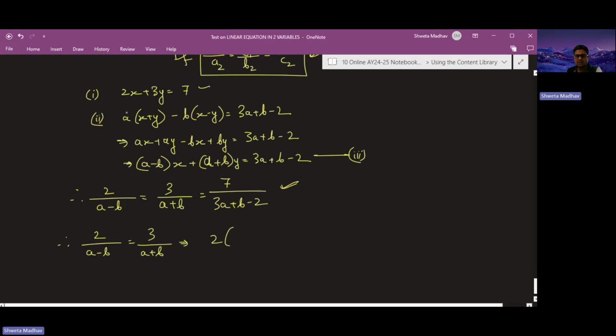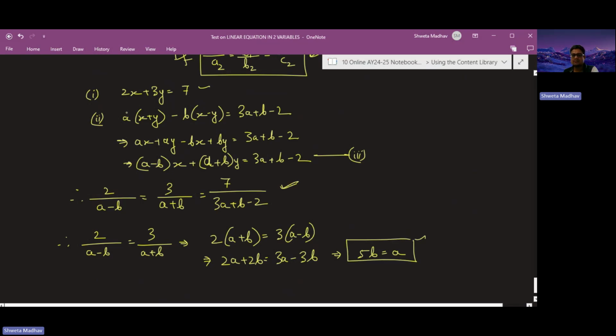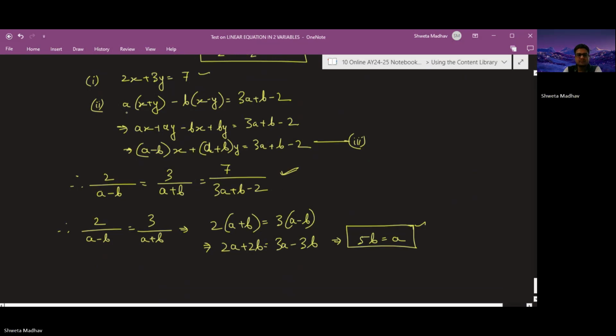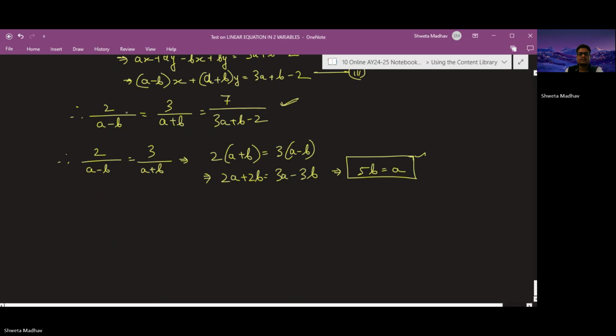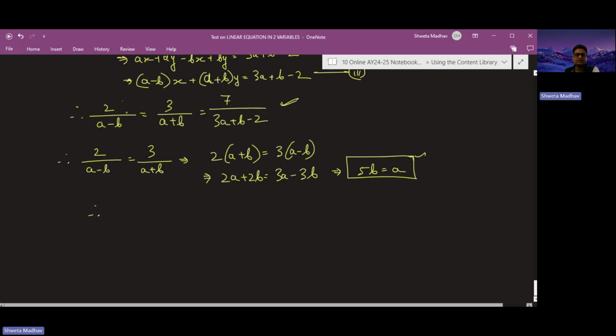So we will get 2 into (a plus b) equal to 3 into (a minus b). So we will get 2a plus 2b equal to 3a minus 3b. Then 3b plus 2b, that is 5b, is equal to 3a minus 2a, that is a. So a is equal to 5b. Now we can take the first one and the third one.